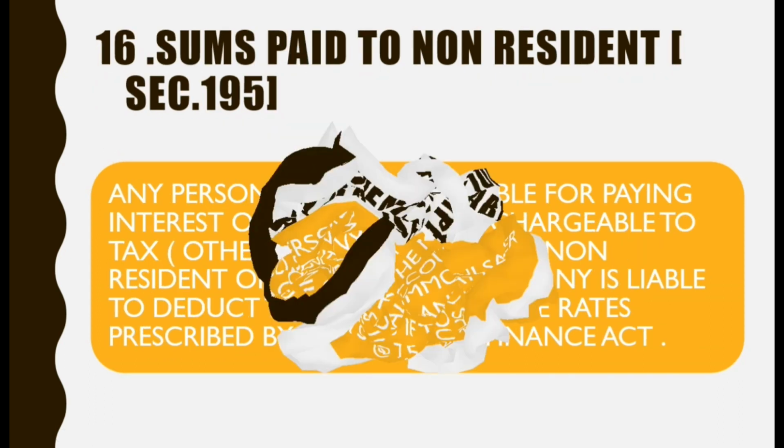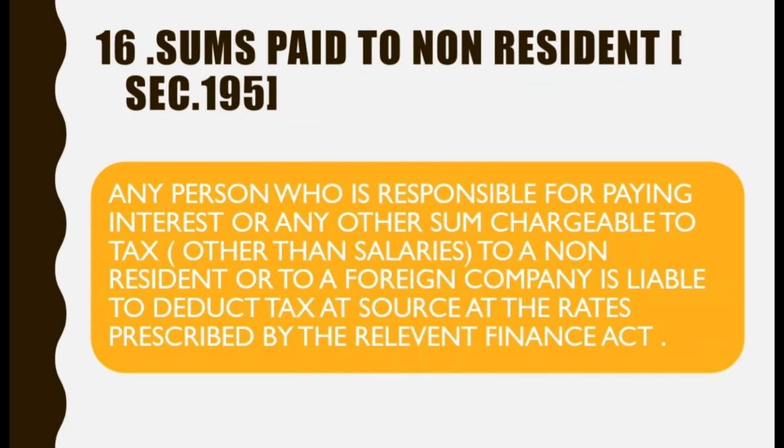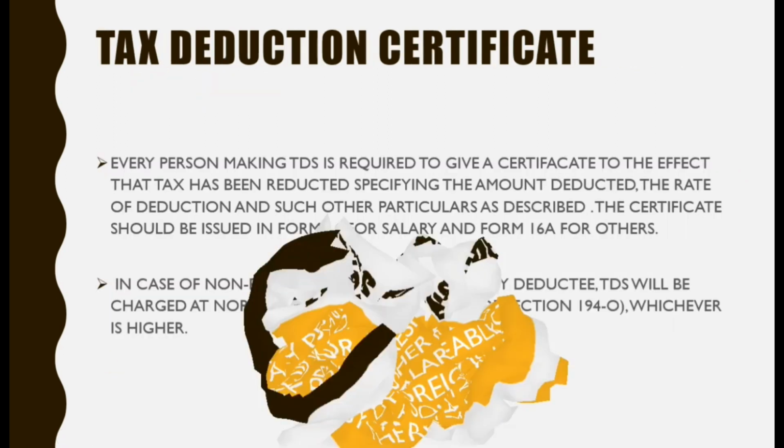Okay, here next point. Sum paid to a non-resident. Section 195 says that any person who is responsible for paying any interest or other sum chargeable to tax, other than salaries, to a non-resident or a foreign company is liable to deduct tax at source at the rate prescribed in the Finance Act. Here it is mentioned that salaries are not included. Actually, salary details are already mentioned in the first point. Okay, then move to next.